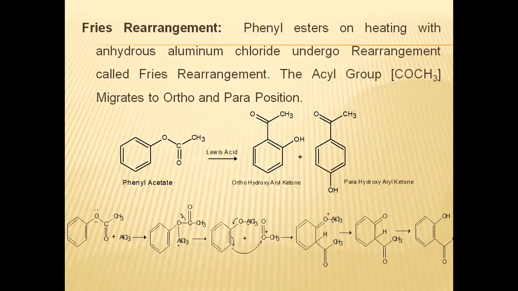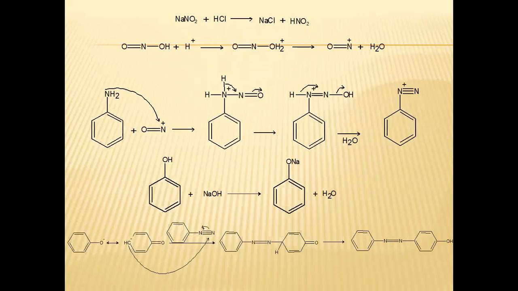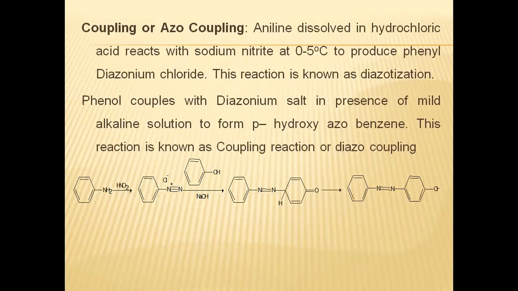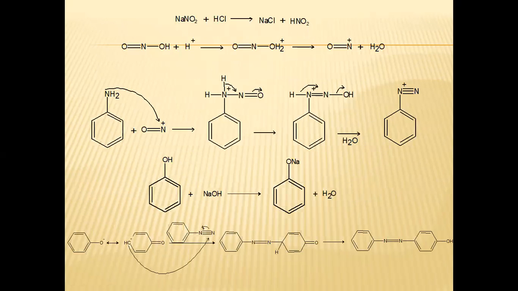When you see the mechanism, it is like this. We already discussed in the previous one up to the formation of diazonium salt. This diazonium salt reacts with the phenol and forms the azo product. So this is the mechanism for the azo coupling reaction.